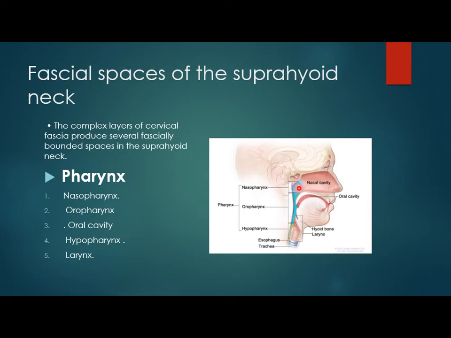The nasopharynx is located posterior to the nasal cavity down to the level of the hard palate. The oropharynx extends from the hard palate to the level of the hyoid bone and involves the posterior one third of the tongue. The hypopharynx extends from the hyoid bone to the esophagus posteriorly. The oral cavity is bounded superiorly by the hard palate and inferiorly by the floor of the mouth, and the anterior two thirds of the tongue is included in the oral cavity. The larynx extends from the hyoid bone to the tracheal ring anteriorly.